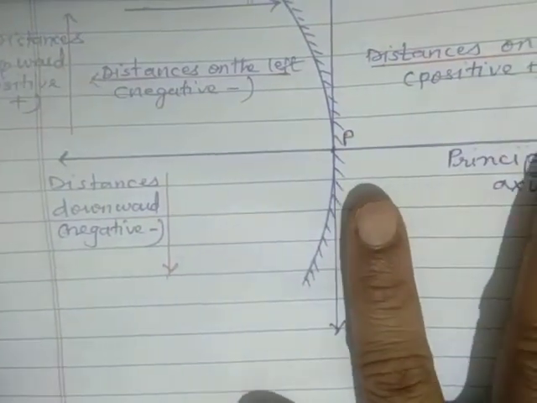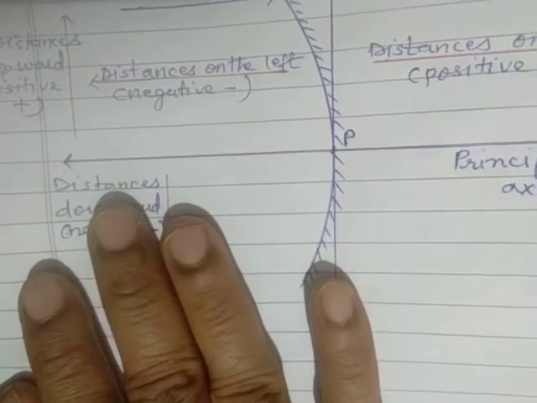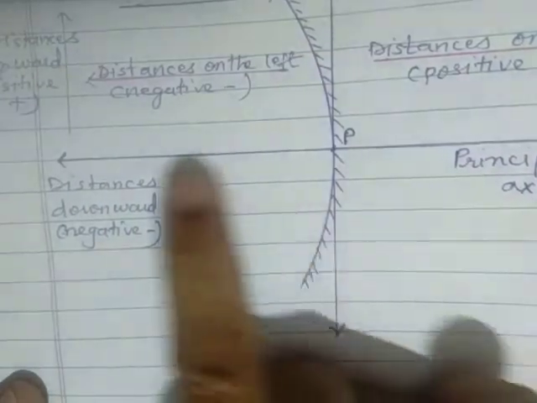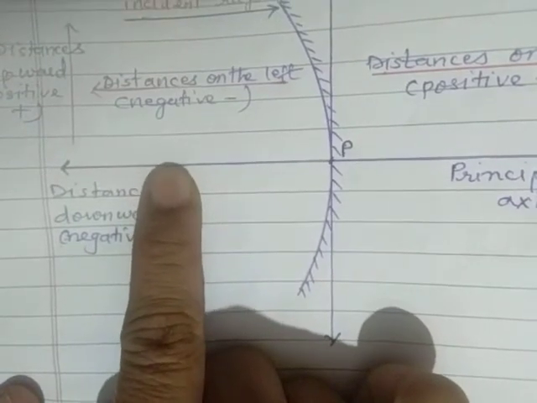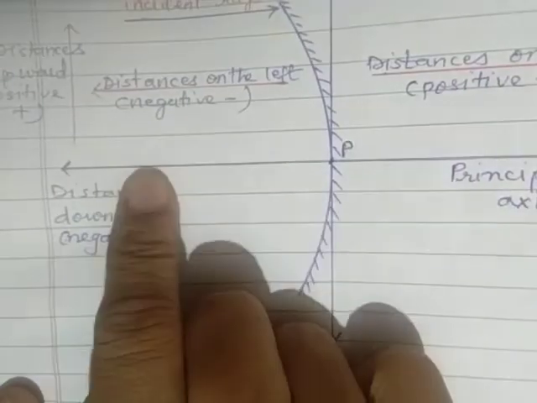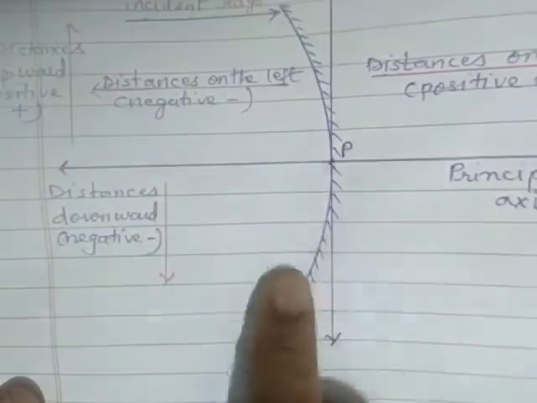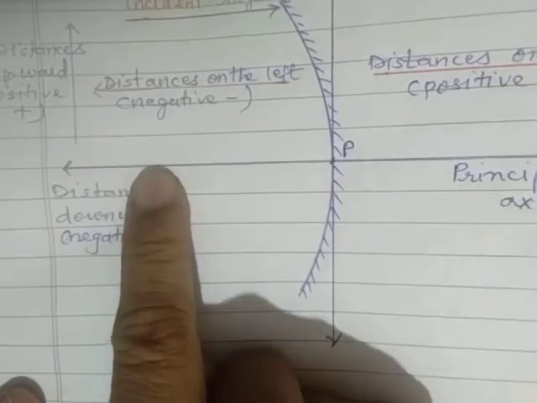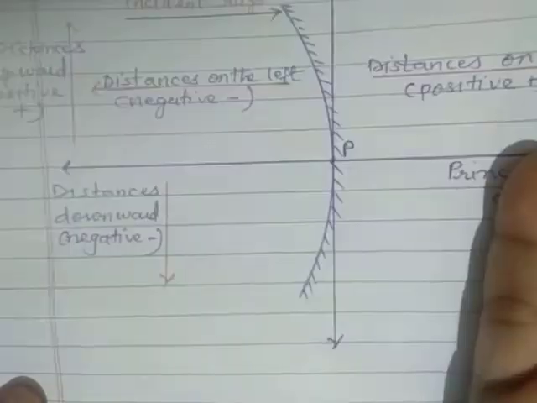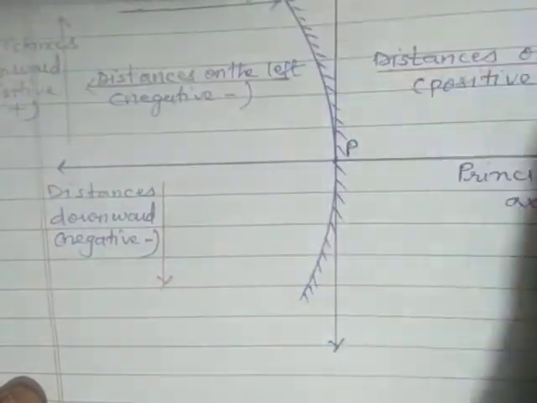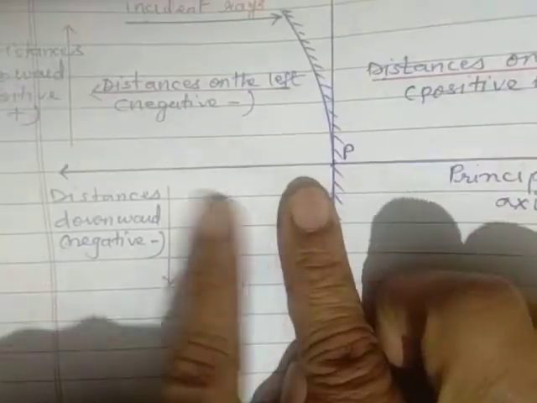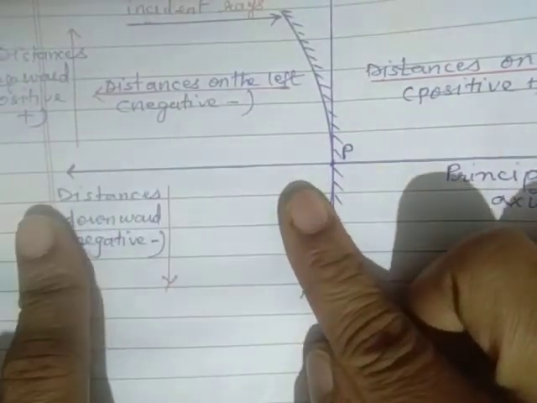Fine. Now let us talk about the focal length. You know that for the concave mirror, the focal point is in front of the mirror, not behind the mirror. Whereas for the convex mirror, the focal length is behind the mirror. Behind the mirror means on the right hand side, whereas in front of the mirror is on the left hand side.